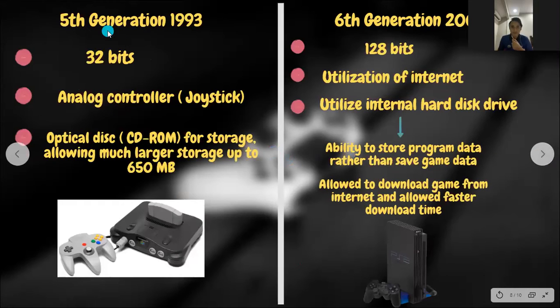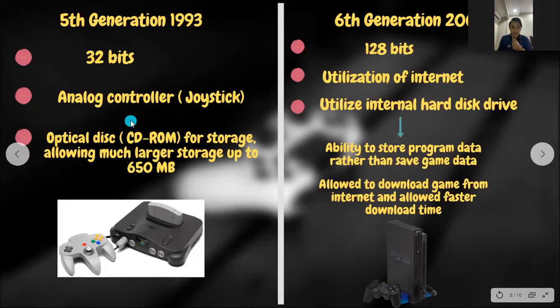So here is the fifth generation, which was released in 1993. It improved in terms of bits, which is now 32. They also have an analog controller, which we call a joystick. This is very important as it lets the user have more control in the game. They can play various games such as football games.